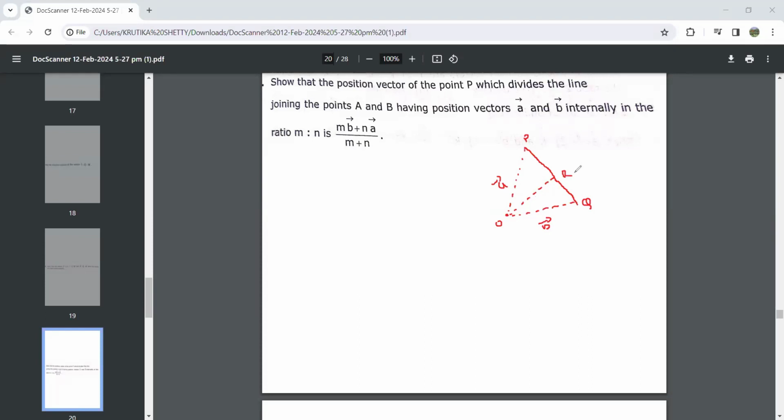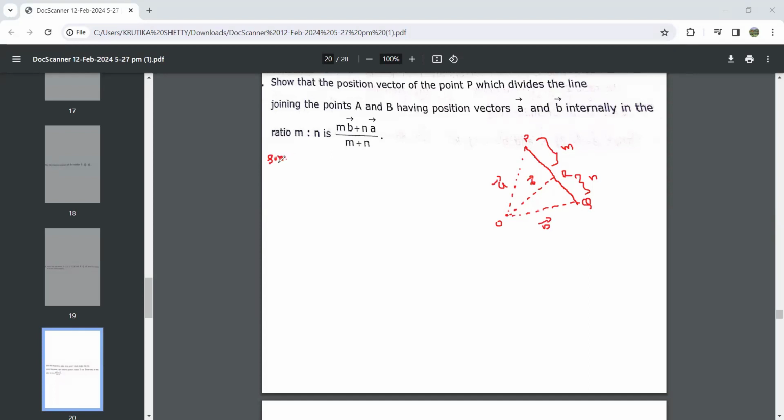Okay, the position vector R, we are considering the magnitude PR as m, and this we are considering as n. This is the figure we are using to prove it, and the position vector of the point R we are considering as vector R. So we'll discuss the solution.